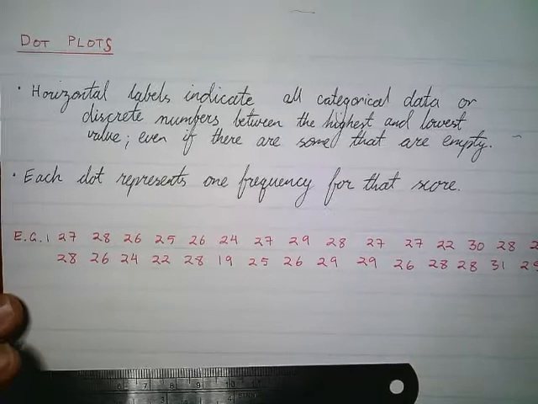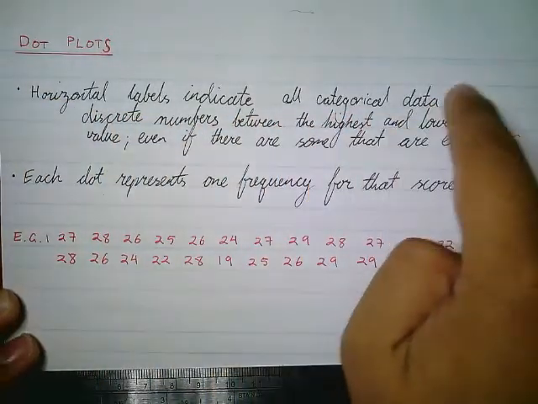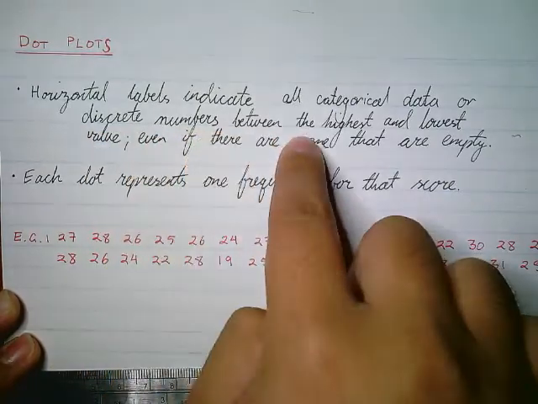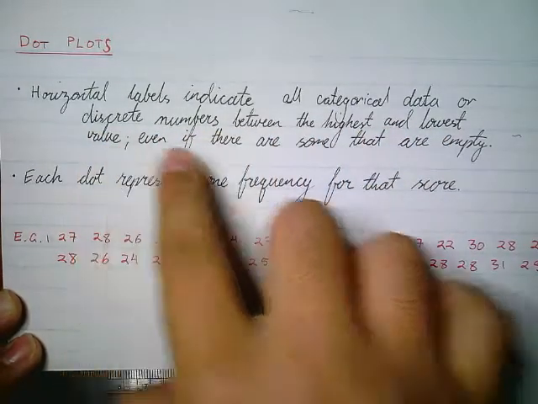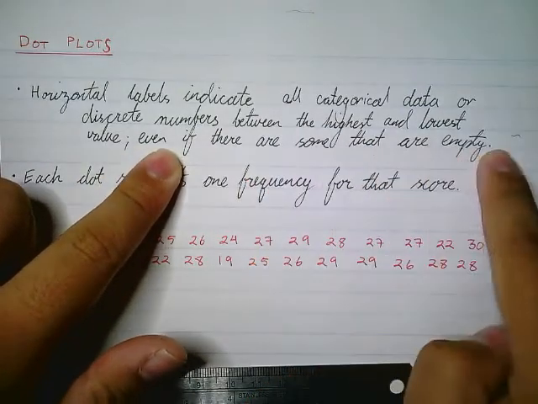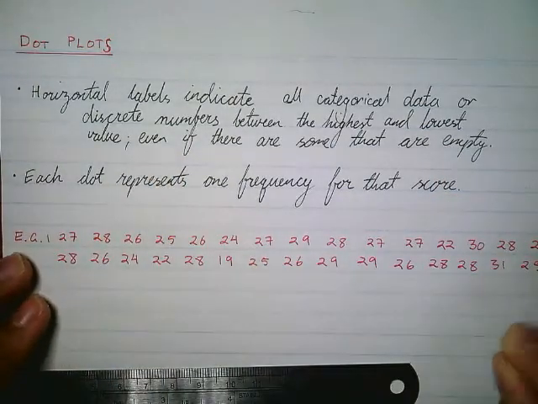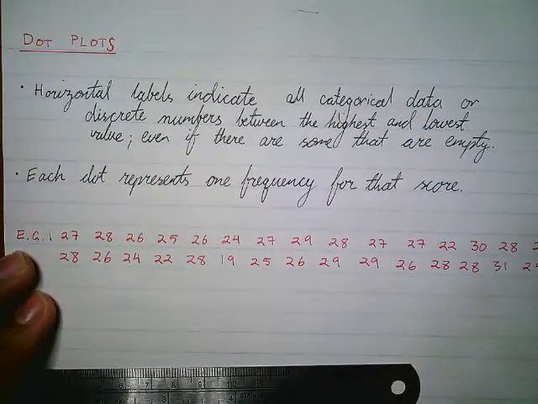In a dot plot, the horizontal labels indicate all categorical data or discrete numbers between the highest and lowest value. And we include them even if there are some that are empty. You'll see in a moment what we mean about that. And each dot will represent one frequency.